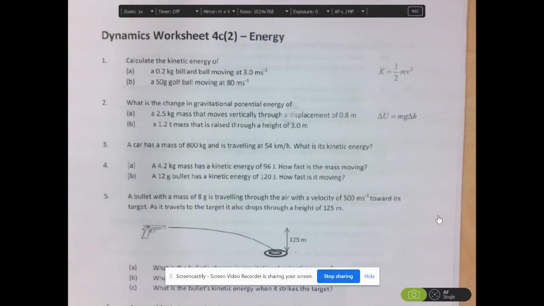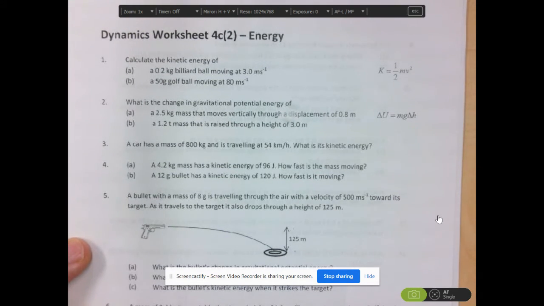Welcome back. We're now continuing on with this worksheet for C2 energy. I'm going to do a few more selected ones now. I'll do question 5 and then a couple on the other side. If there are any other problems, please email me.